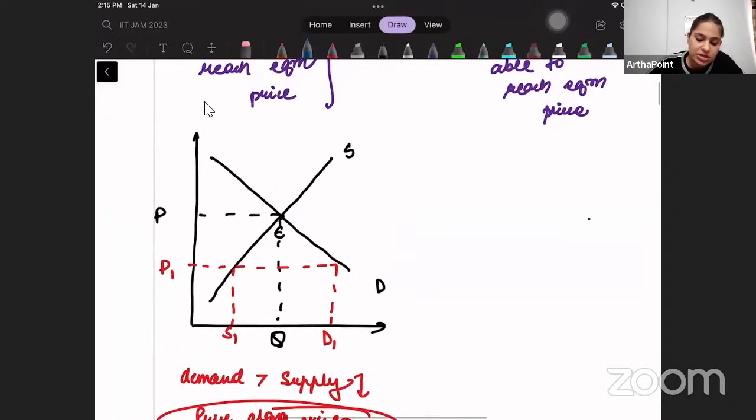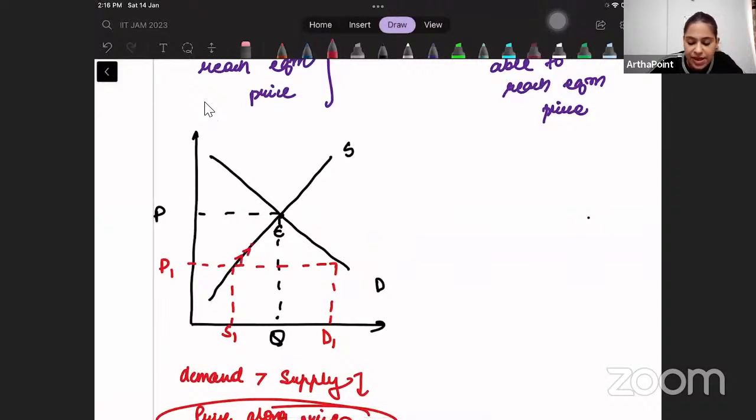When price will increase, you will move up the supply curve. Price is increasing. When price will increase, you will move up the demand curve. Demand will decrease until you go ahead and you reach this point of equilibrium, where you get exactly this price P here. So when you start from a disequilibrium in the market, you are able to go ahead and hit the equilibrium in the market. This is an example of a stable equilibrium.